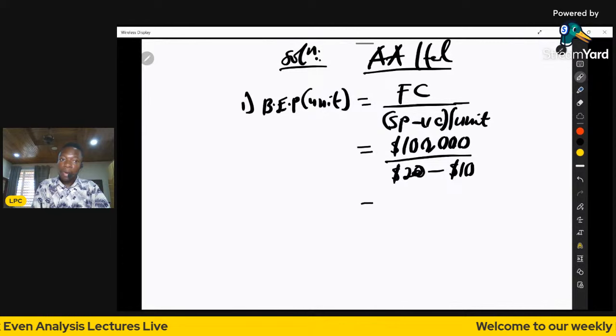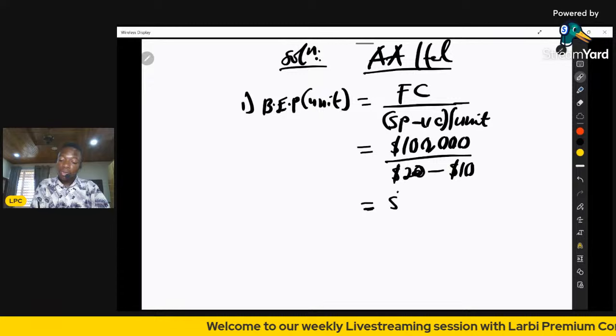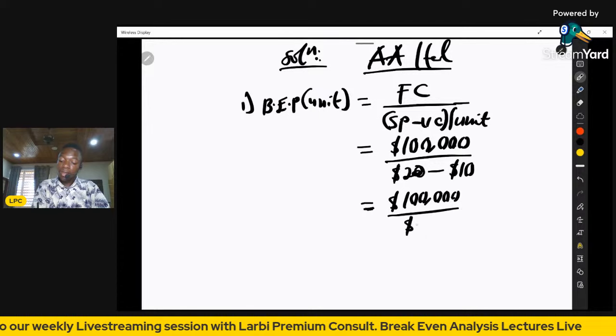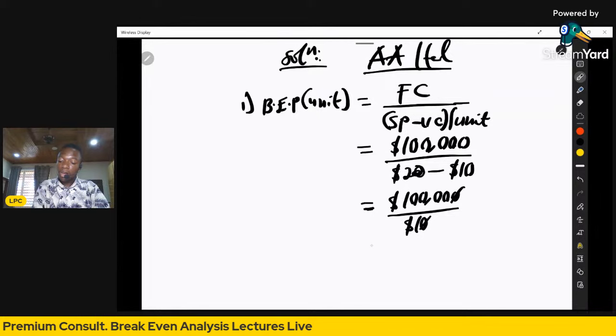So with the help of our calculator, we should be able to get a value. What are we getting? We have 100,000 divided by 10, so you see the dollar signs cancel the dollar signs. 10 can cancel 10. So what are we left with?